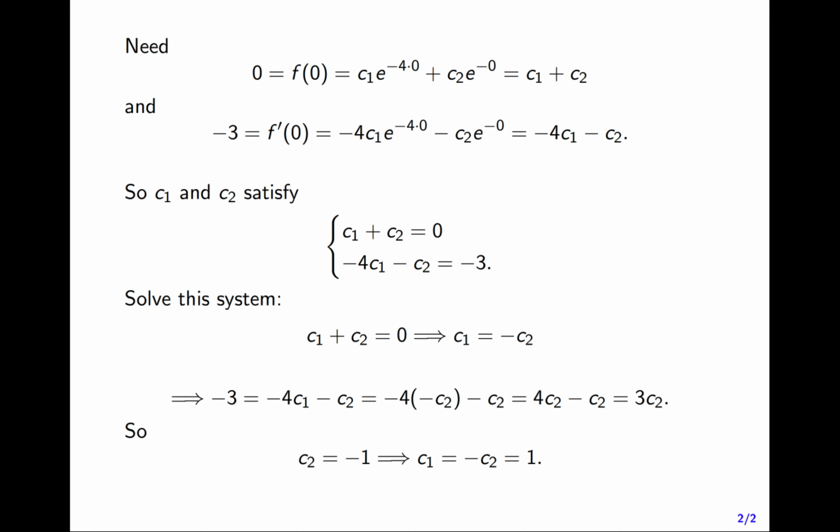And then going back to my form of f on the previous slide, I know f of x is c1 e to the minus 4x plus c2 e to the minus x. So f of x is e to the minus 4x minus e to the minus x. And that, I claim, is my solution, indeed my only solution to this initial value problem.